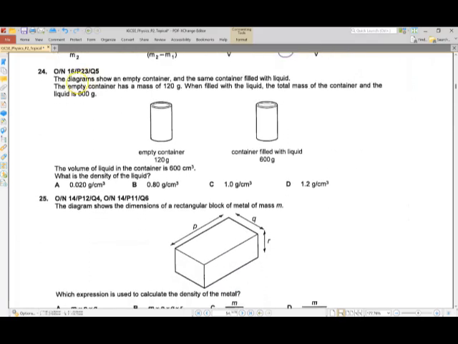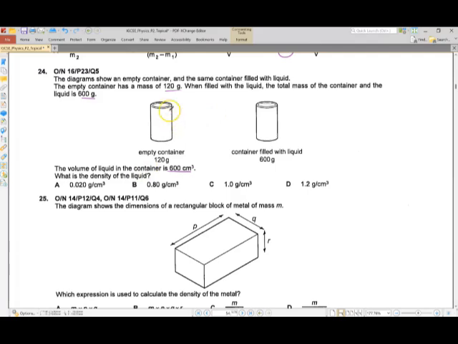Okay, question number 24. The diagram shows an empty container and the same container filled with liquid. The empty container has a mass of 120 grams. When filled with liquid, the total mass of the container is 600 grams. Okay, the volume of the liquid in the container is 600 centimeter cube. What is the density? Okay.